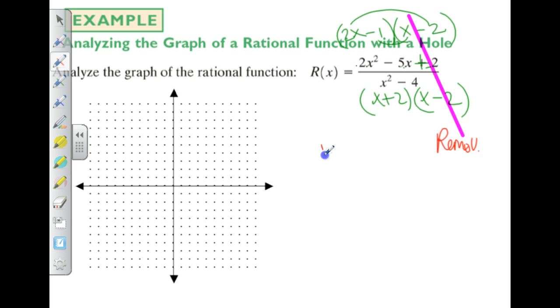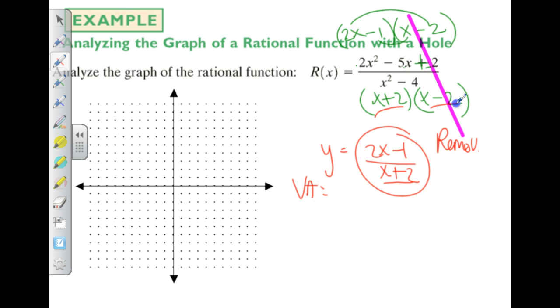And so I'm really going to be looking at graphing just the 2x minus 1 over x plus 2. So this is the function that I'm going to look at when I start trying to determine my vertical asymptote. I'm not going to say both of those because I removed this. That's not an asymptote, that's actually a hole. So the only asymptote I have is x equals -2. Good thing I factored first to see if I could simplify. I would hope that you do the same thing.